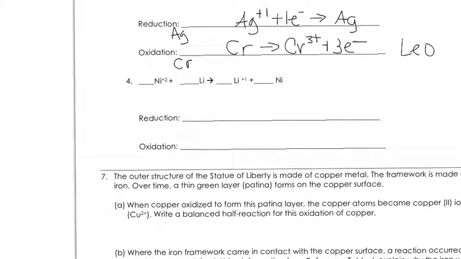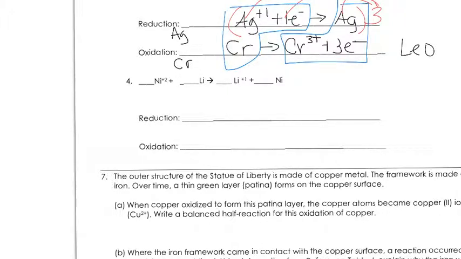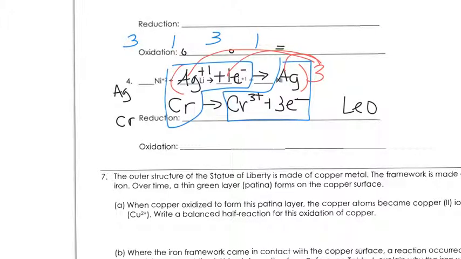We are then going to balance. Silver needs a 3. Distribute to each. And notice you'll get an even 3 electrons. You will add it all up. Keep on this side, keep on this side. And then you'll ultimately get 3s on your silvers and 1s on your chromium.